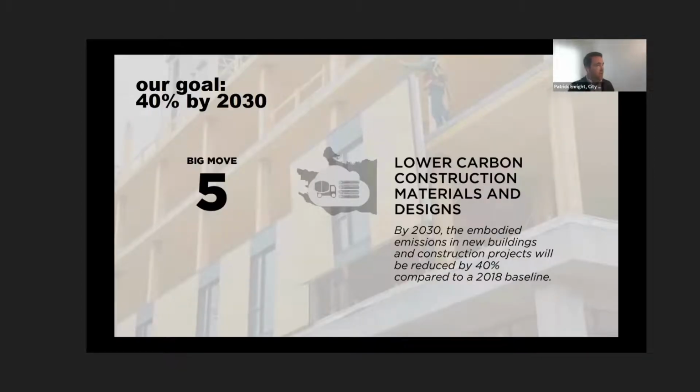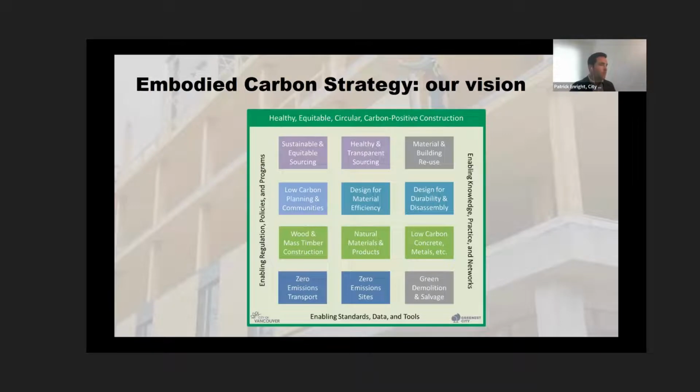As I said, our goal is 40% by 2030. To do that, we created the embodied carbon strategy. That vision actually goes beyond just a 40% reduction to what we call a healthy, equitable, circular, carbon positive construction economy. The thing I want to highlight here is that there are many different areas of focus and action that need to come together to achieve that long-term vision. And I think there's a role for everyone in the industry to contribute to one or more of these different elements in achieving that vision.